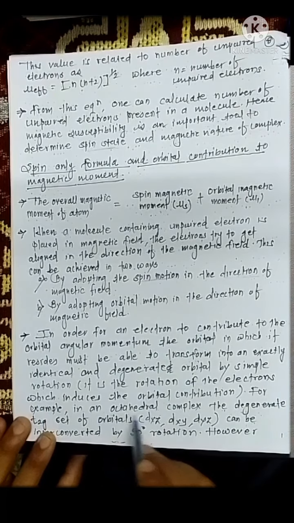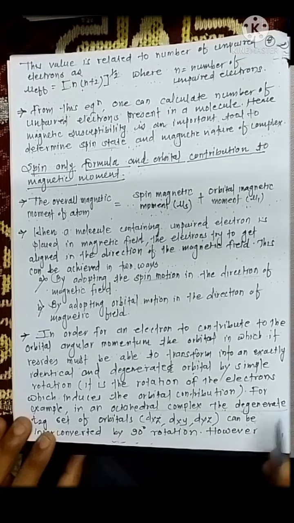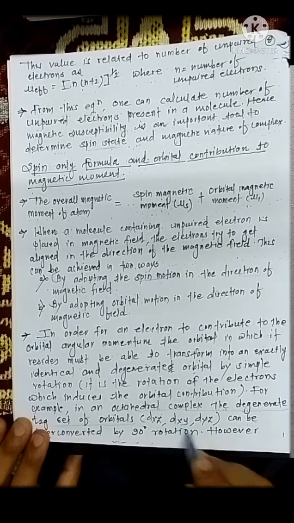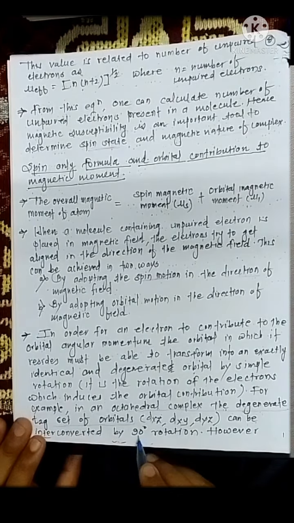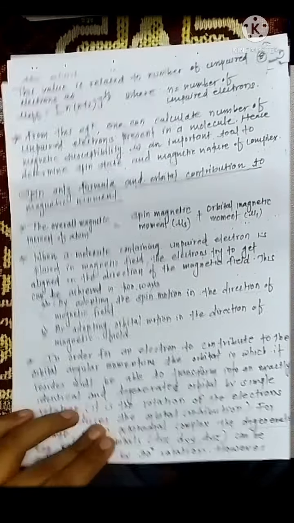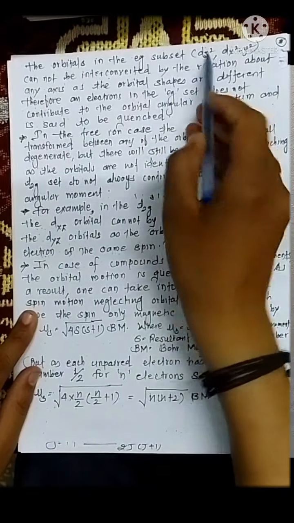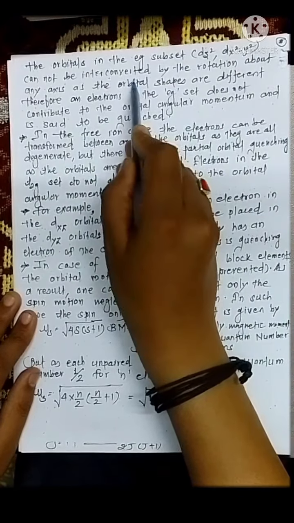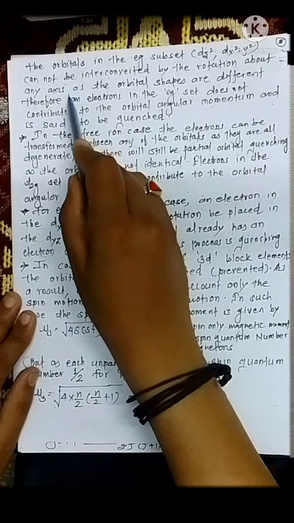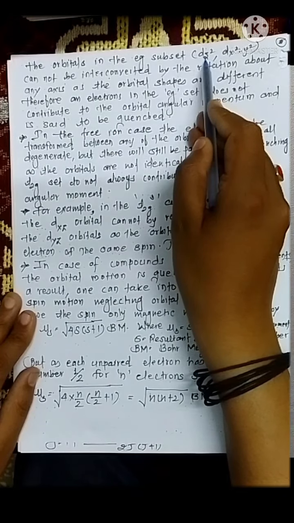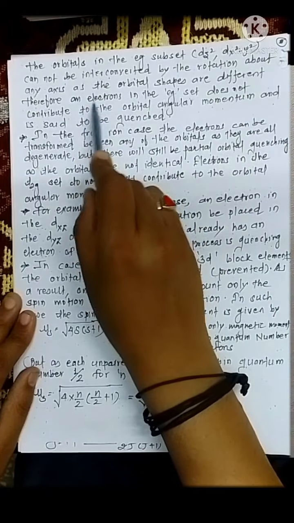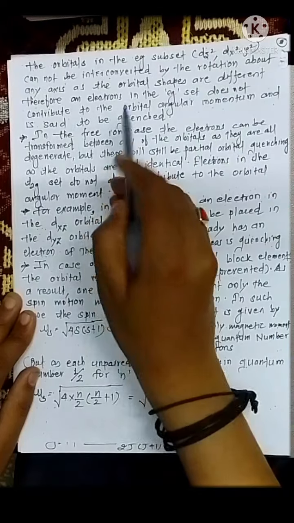For example, in an octahedral complex, the degenerate t2g set of orbitals, that is dxz, dxy, dyz, can be interconverted by 90-degree rotation. However, the orbitals in the eg subset, that is dz square and dx square minus y square, cannot be interconverted by rotation about any axis. Why? Because they are orbitals on the axes. You cannot convert the z axis into the x and y axis. Therefore, an electron in the eg set does not contribute.